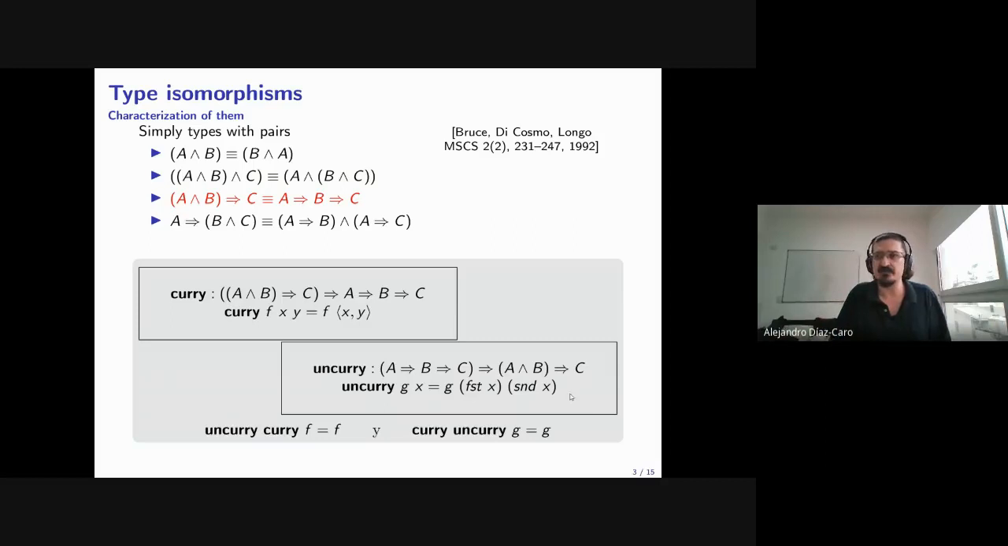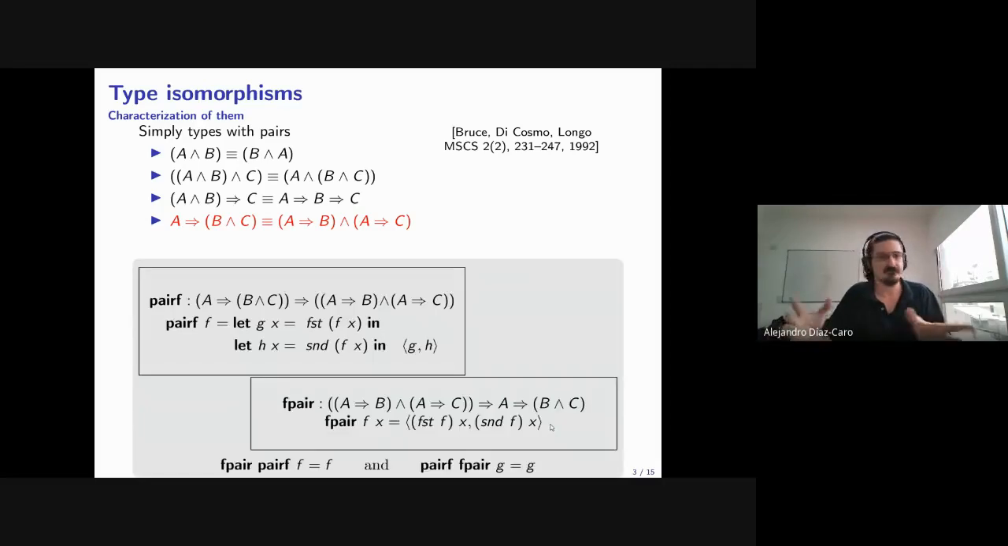In the same way, for currying, you give it a proof of A and B implies C. Okay, so this is a function, something that takes an A and B and returns C. And you construct a proof of A implies B implies C. How do you do this? Okay, the curry will take the F, which has this type, so it's a proof of this implication. Then X, which is a proof of A, Y, which is a proof of B, and it produces a proof of C just by passing to this function the conjunction A and B, because it is expecting the conjunction. Okay, well, the uncurry is in the other sense. You can do it, and then the two things give the identity. So if you pass F, you get F. If you do uncurry, and you pass a C, you get C.